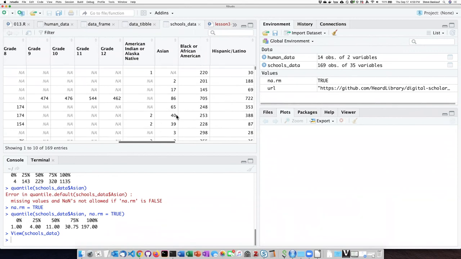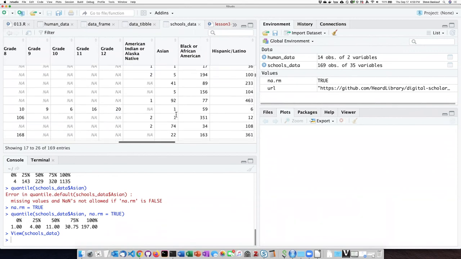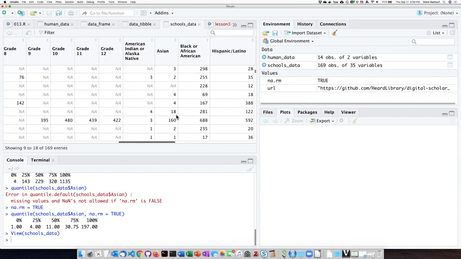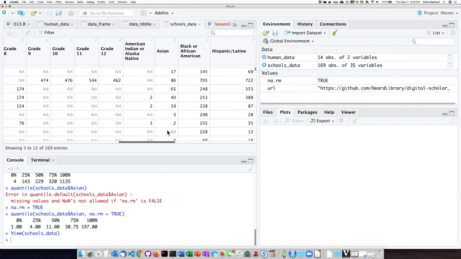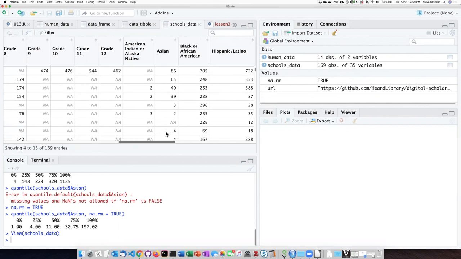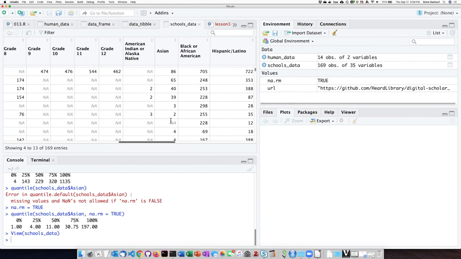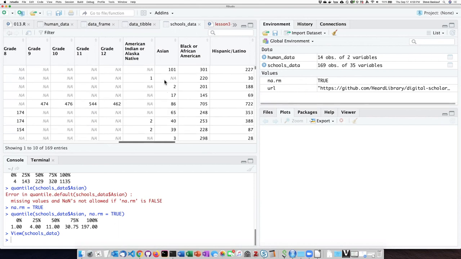However, if we look at the Asian column, we see that most schools do have Asian students. There are only a few that don't. And the most likely interpretation is that these particular schools are not schools that never admit Asian students. They simply have zero Asian students. So if we were, for example, wanting to calculate the average number of Asian students per school, it would not make sense to ignore the schools that have missing values, but rather those missing values should be replaced with zeros.